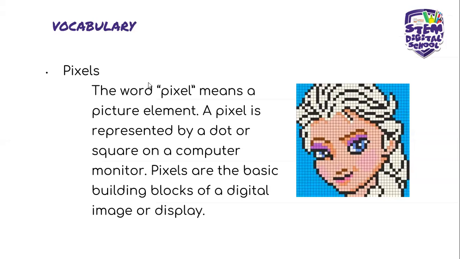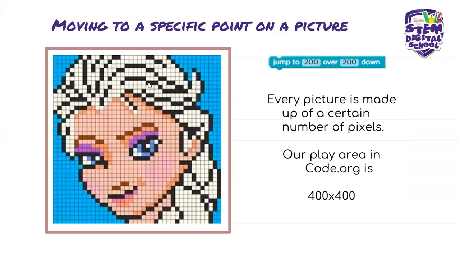So here we've got Elsa in our Code.org display, and I just want to explain this block over here. Remember, we have jump to, and then here we have over and down. We can move a certain amount of pixels. So a pixel would be one block. If I say move 20 pixels, we will draw a line over 20 of these little blocks, depending on the direction we move in. If I jump, I will move to a specific block.